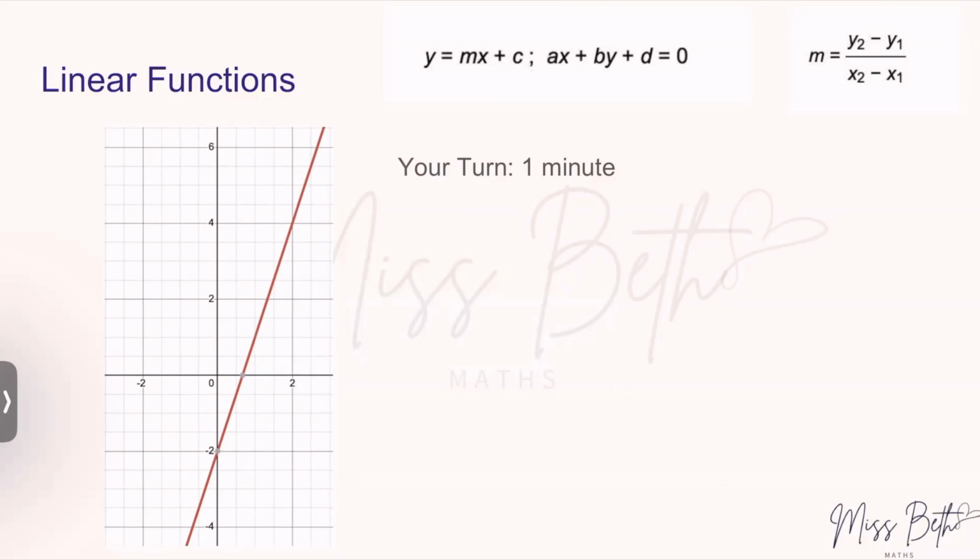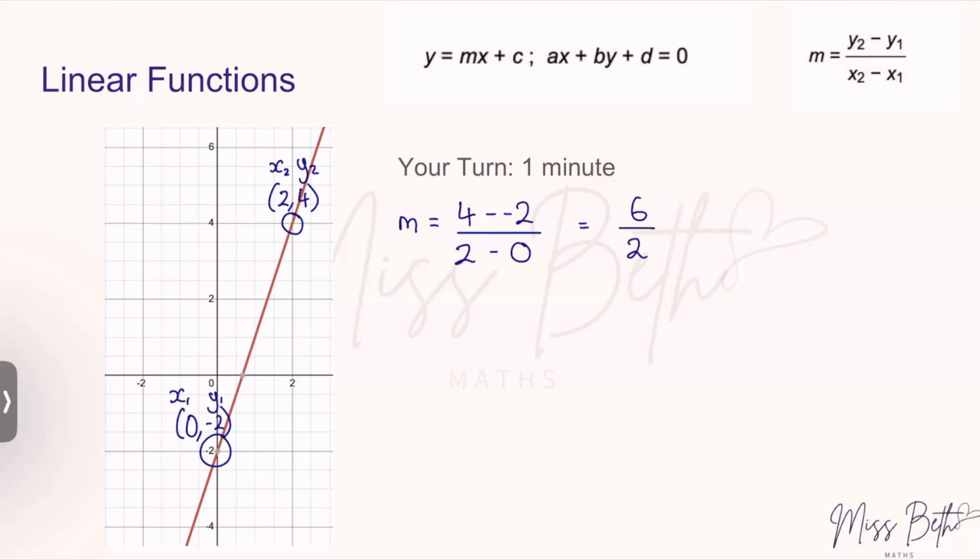The first thing I want to do is pick 2 points to find my gradient. So I've got (2, 4), and I've got (0, -2). We'll call this x2, y2, and then x1, y1. So my gradient is going to be equal to 4 subtract -2, all divided by 2 subtract 0. That would give me 6 over 2, which is 3. So I know the gradient is 3, so I've got y equals 3x.